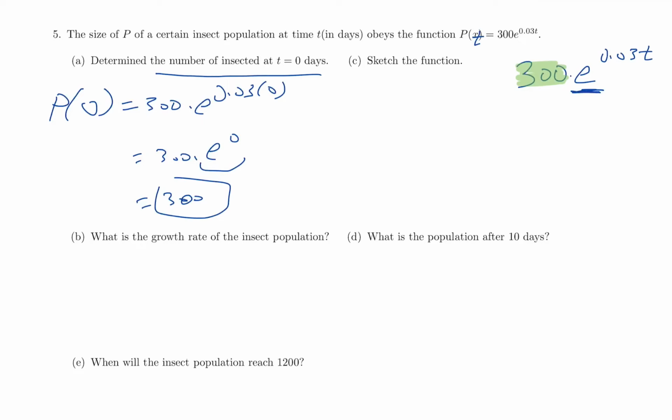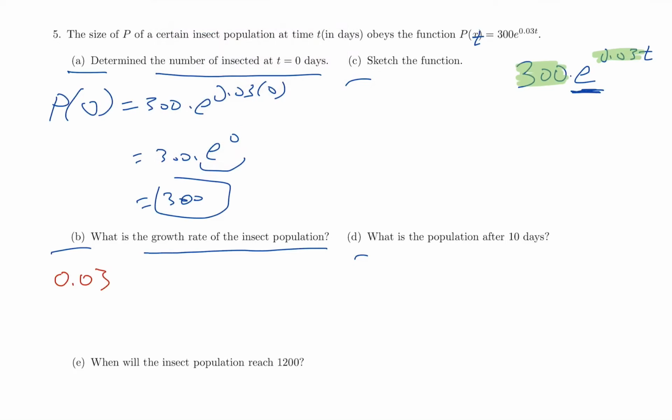Now we're going to go to B first. The order is a little messed up. So there's A, B, then we're going to go to C, D, then E and F. What is the growth rate of the insect population? So in an exponential, we can tell the growth rate by looking at this right here. This is 0.03, right? So let me write 0.03 first.